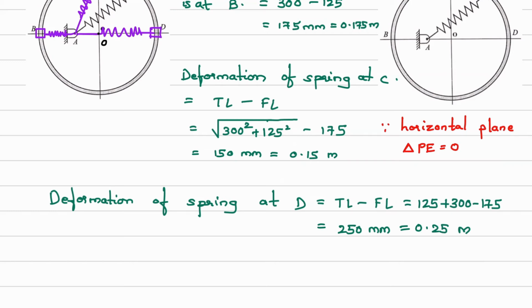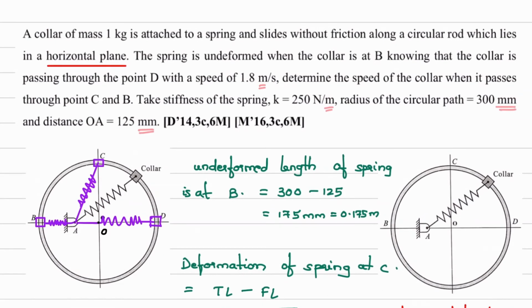Okay, now we are ready with the analysis part. Now we have to apply the work energy principle. What we have to find out here is to determine the speed of the collar when it passes through point C and point B. We'll consider initially the collar is at D. Why are we calculating with respect to point D? Because the speed at point D is given in the question, so the velocity at point D we know.